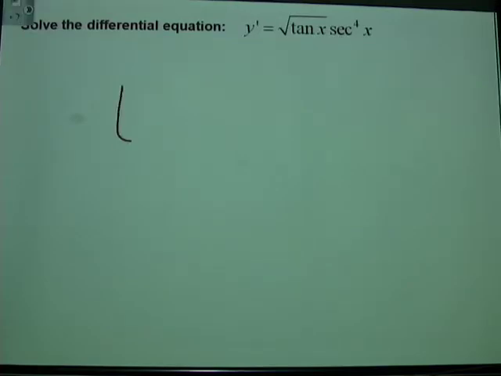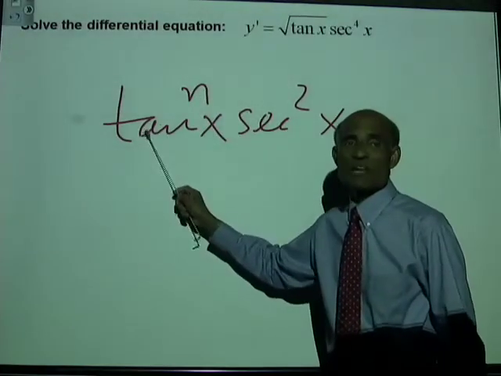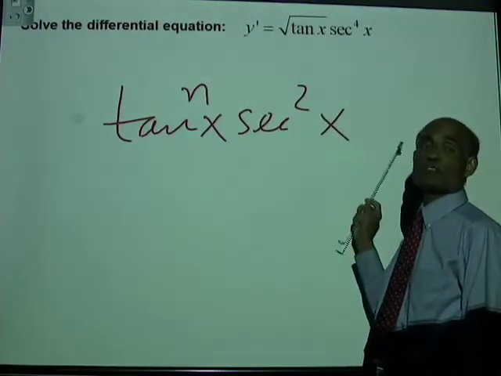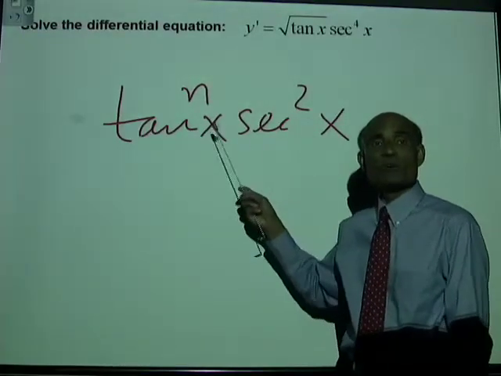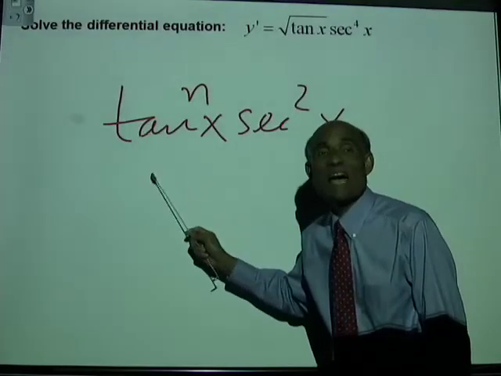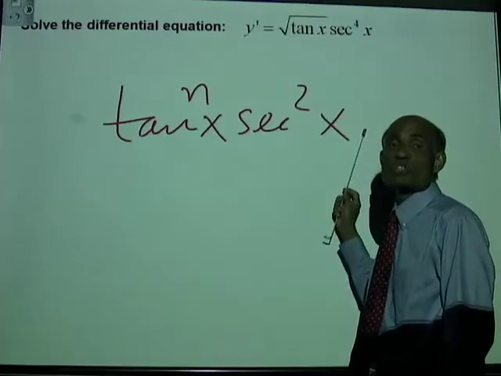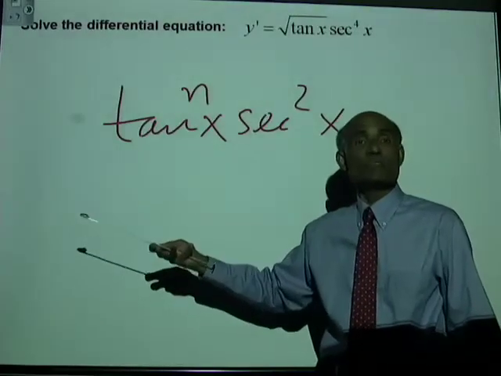If I have tan to the power of n x secant squared x dx, this n can be any number. There must be a dx also here. You can actually do this by substituting tan x equal to u. Tan x equal to u, and secant squared x dx will be your du.